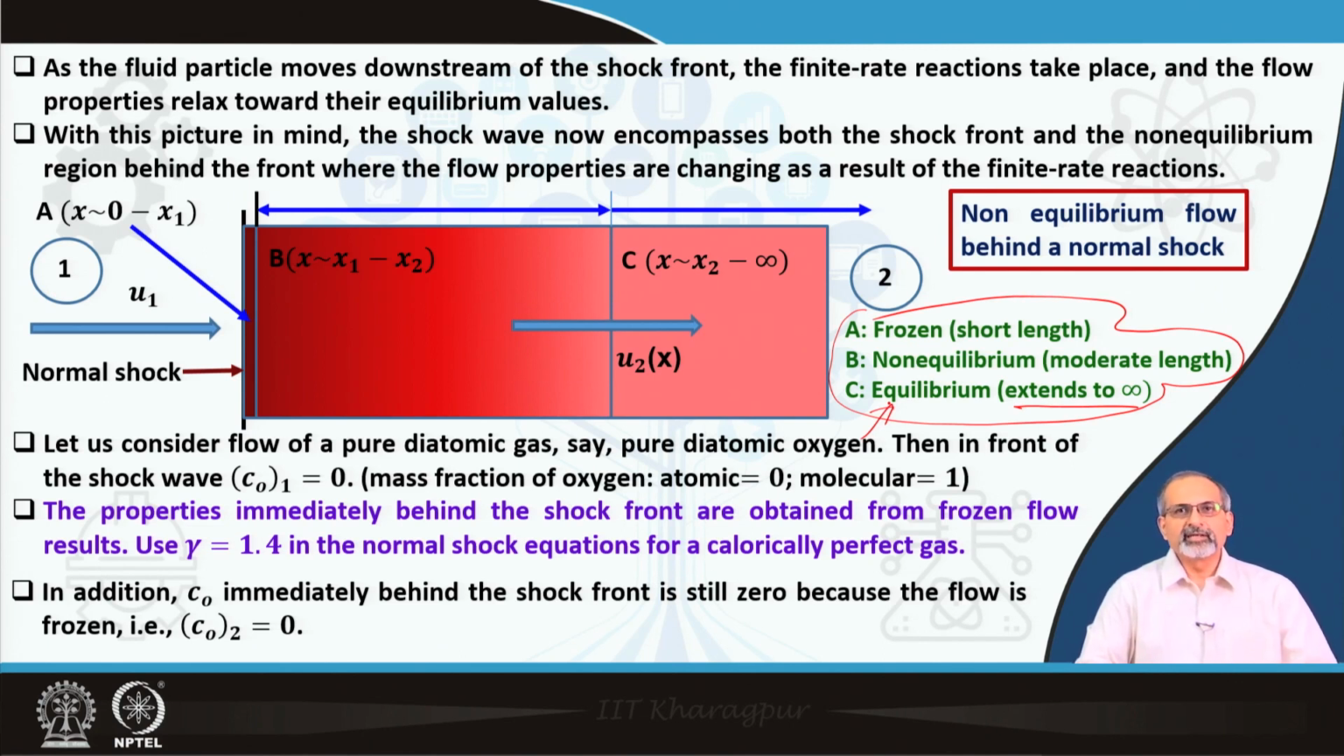And if you consider that there is a diatomic gas which encounters this kind of a situation, where it is diatomic oxygen in our case here, then in front of the shock wave, that means in the upstream region, region 1, the mass fraction of oxygen in terms of its atomic form will be 0, and in terms of its molecular form will be equal to 1. The properties immediately behind the shock front would be obtained from frozen flow results using gamma equal to 1.4. So, that is essentially a calorically perfect gas approximation that we use, and subsequently the non-equilibrium will proceed. That is basically the broad concept.